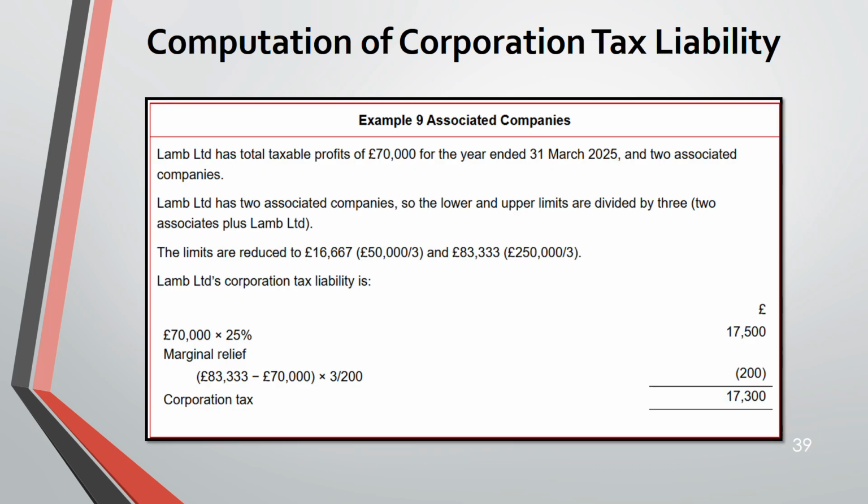Example 9. So here you have been given TTP 70, 2 associated companies. Because you have 2 associated companies, remember with Alpha there will be 3. So you have to divide by 3. Lower limit divide by 3, upper limit divide by 3. So 70,000 is more than the lower, less than the upper. So you are eligible for marginal relief. What rate will you apply for 70? TTP 25 and deduct the marginal relief. No dividend. So your upper minus the TTP into 3 divided by 200.